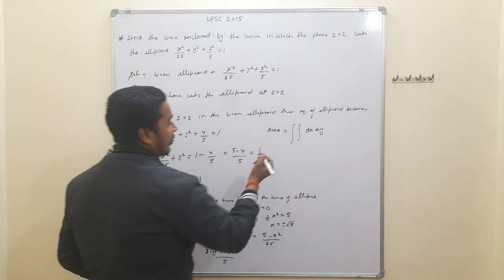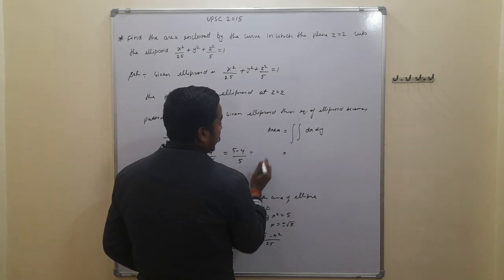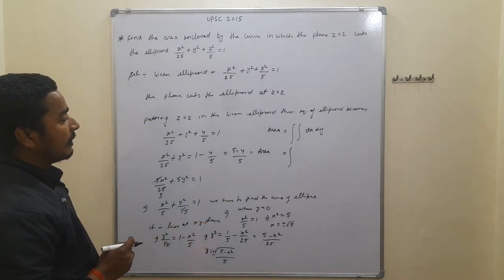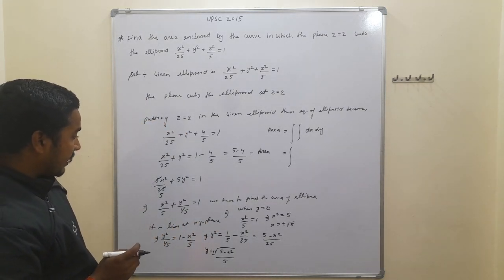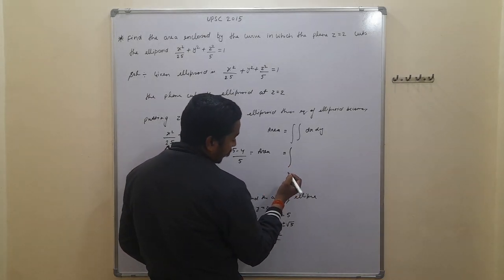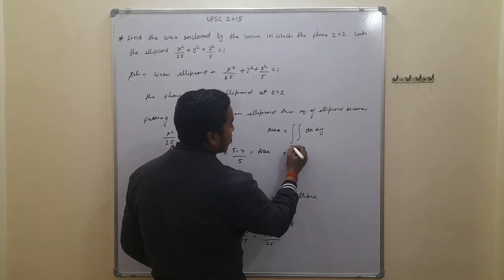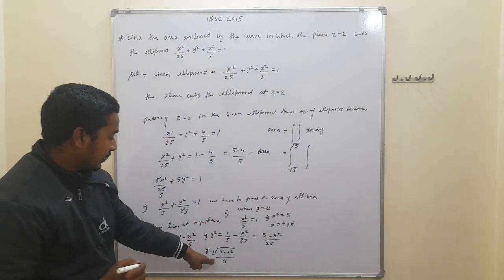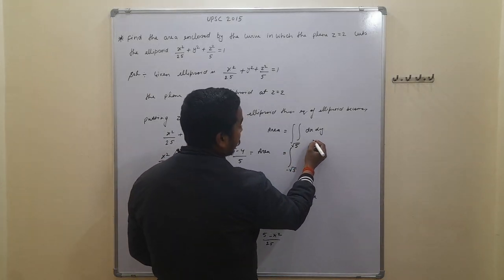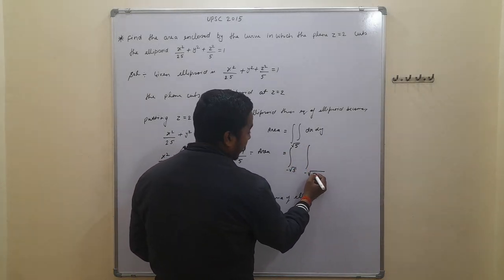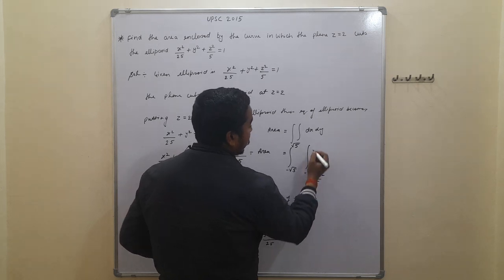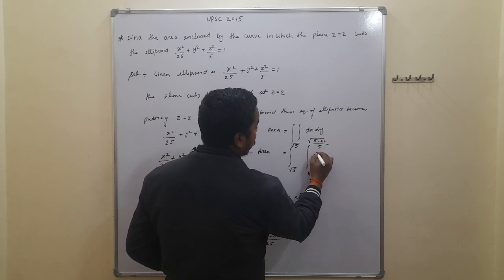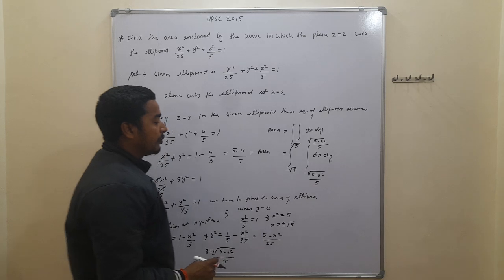Now we have to put the limits here. Area is equal to the integral with limits of x first: the lower limit is minus root 5 and the upper limit is plus root 5, and the limit of y is from minus under root of 5 minus x square upon 5 to plus under root of 5 minus x square upon 5, of dx dy.